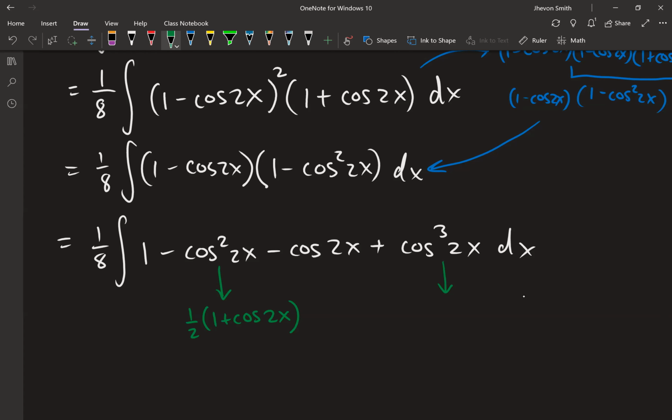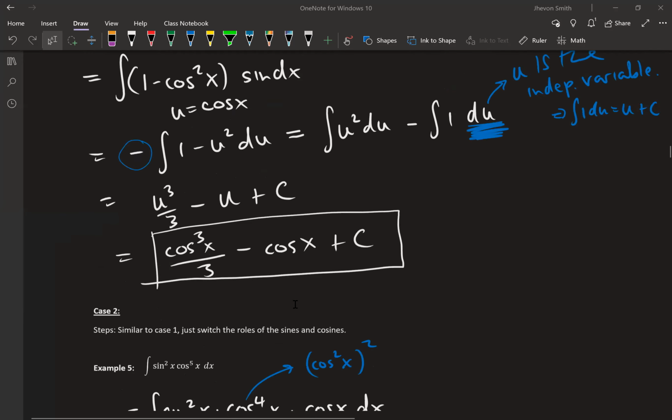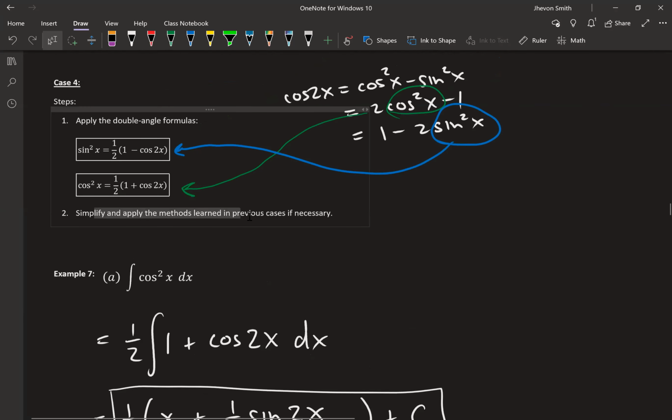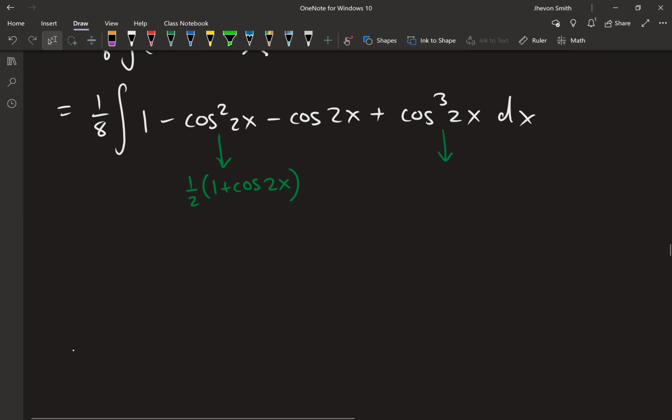How do we deal with the cosine cubed 2x? Right, you save a factor of cosine. Notice that this is a previous case where we had an odd power of cosine, right? So this is what I meant in case 4 when I wrote, apply the methods learned in previous cases if necessary. Cosine cubed is a previous case. We understand that when we had odd powers, what we did was we saved one of the odd powers. So we're going to have a cosine squared, change that to a cosine, which in fact is going to end up being 1 minus sine squared times cosine.